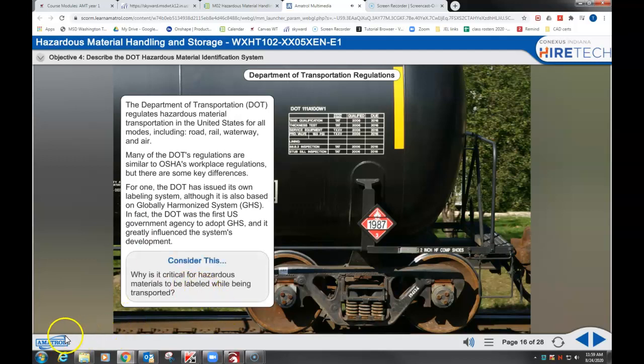Why is it critical for hazardous materials to be labeled while being transported?